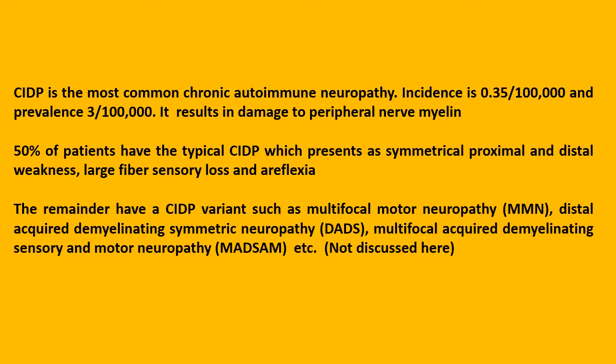CIDP is the most common chronic autoimmune neuropathy. Incidence is 0.35 per 100,000 and prevalence is 3 per 100,000. It results in damage to peripheral nerve myelin. 50% of patients have the typical CIDP, which presents as symmetrical proximal and distal weakness, large fiber sensory loss, and areflexia. The remainder have a CIDP variant such as MMN, DADS neuropathy, and MADSAM neuropathy, etc.